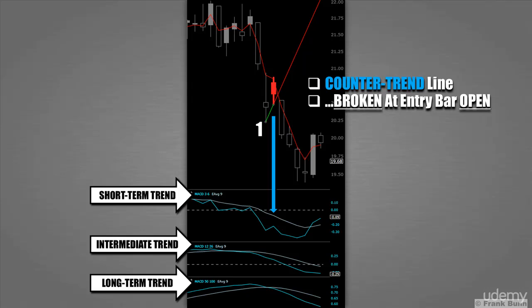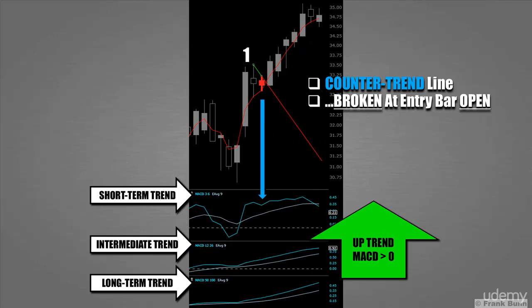Here we see a short example with the counter trend line broken at the entry bar open. Take a look at the short, intermediate, and long-term trends here. Momentum is moving downward. Here's another example of a broken counter trend line at the entry bar open in a very confirmed uptrend. Take a look at the short, intermediate, and long-term contextual trends. Notice how the broken trend line resulted in an immediate definitive close over point 1.